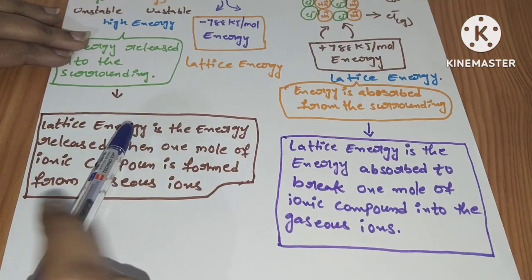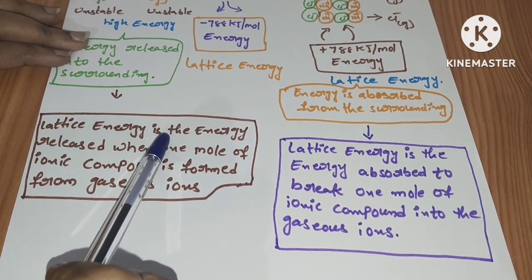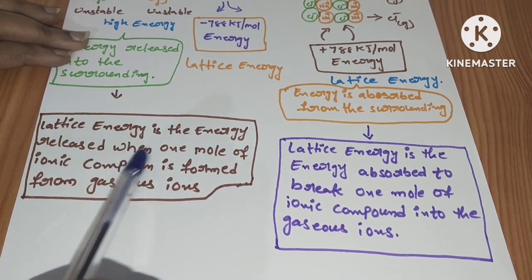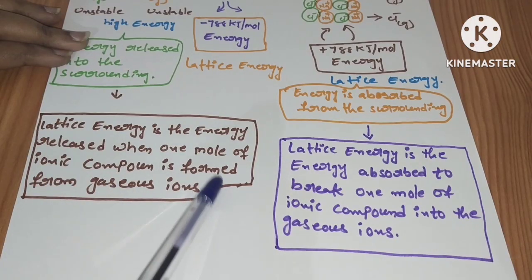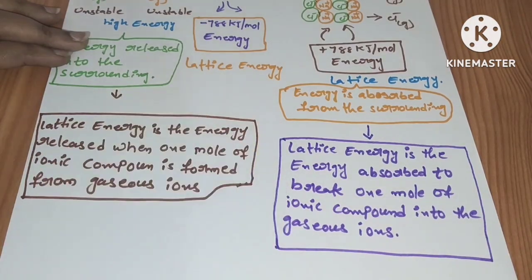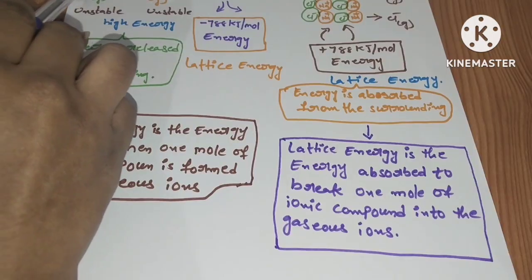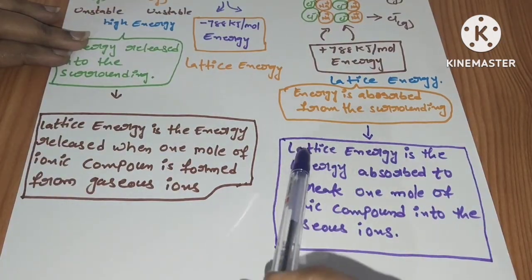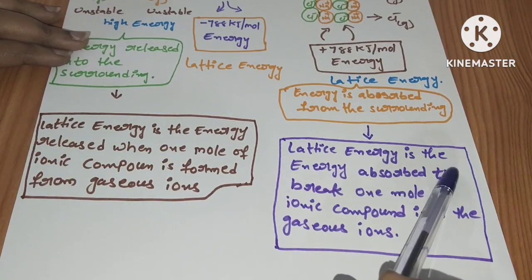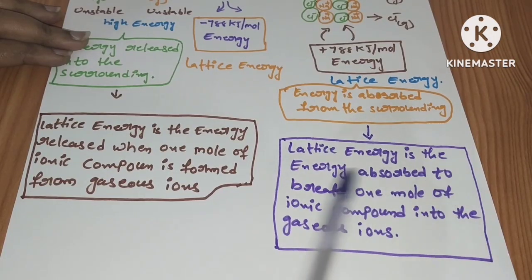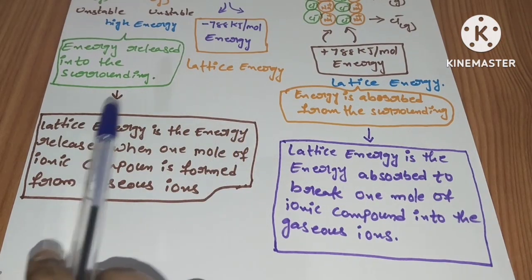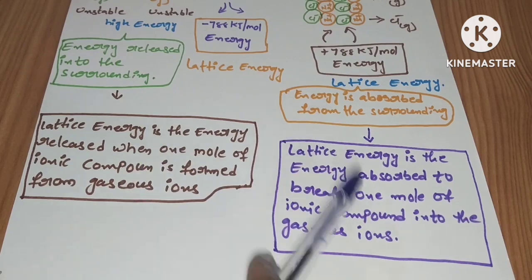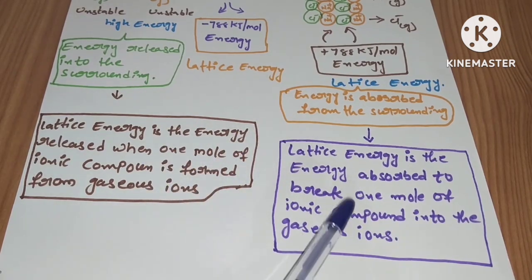Next, one very important point: lattice energy is the energy released when 1 mole of ionic compound is formed from gaseous ions, in this exothermic process. Next, lattice energy is the energy absorbed to break 1 mole of ionic compound into the gaseous ions. So, remember these two definitions of lattice energy. That's all for this video.